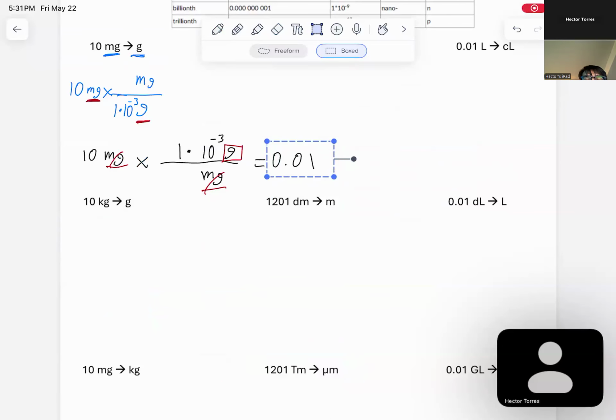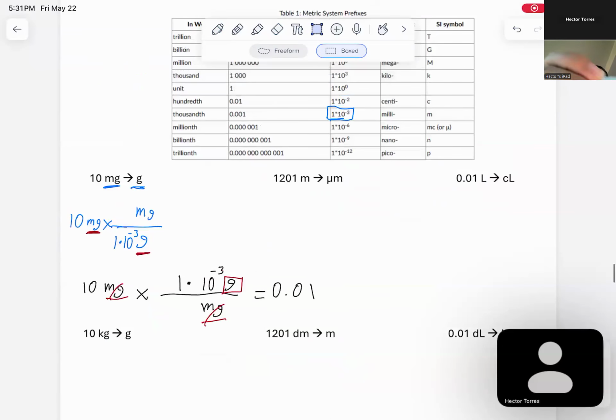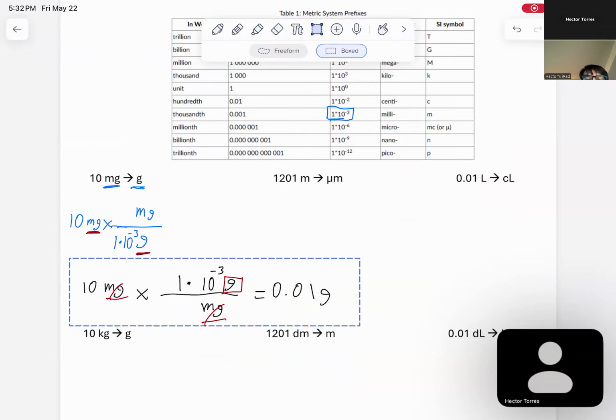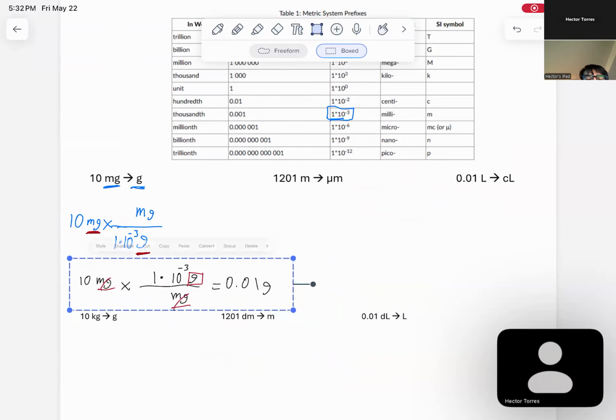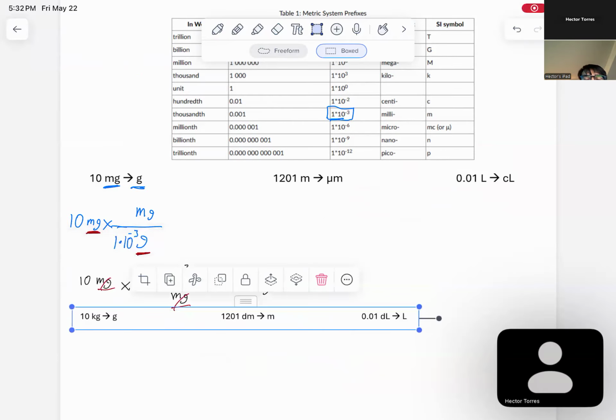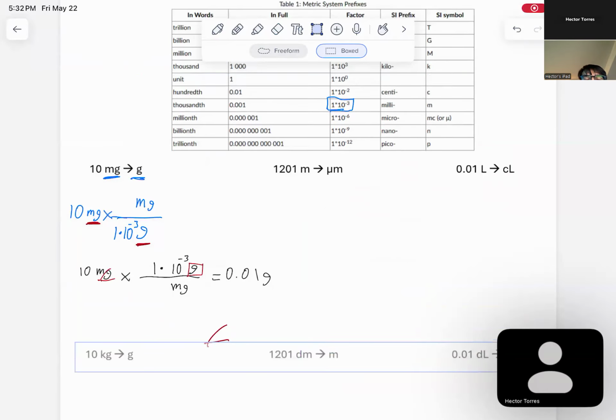And then last thing, which is very important, and I forgot, is going to be to put the grams at the end. Okay, always add your units. It'll help you to be able to double check your problem and know if you're missing anything, okay? So make sure to do that.